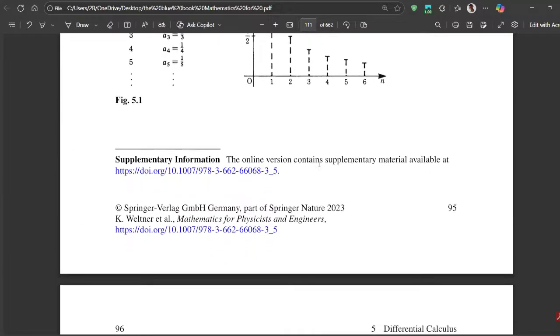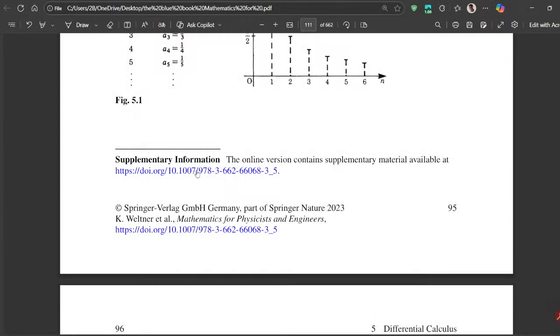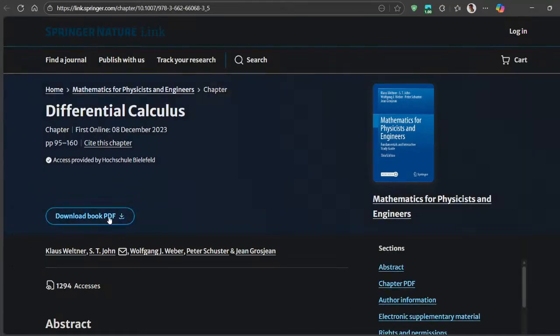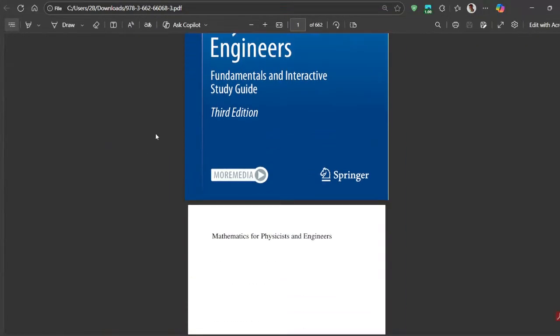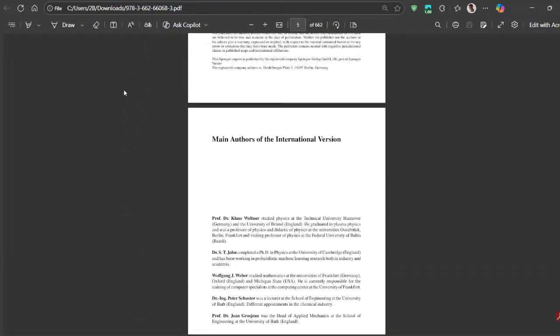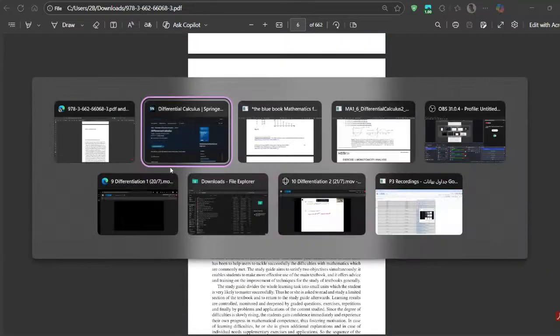Supplementary information. The online version contains supplementary materials. Let me check this one out. I would like to go to this link to see what it talks about. Download differential calculus. Holy shit, there is a whole book for that. That is scary. Oh, it's the same book. Never mind.